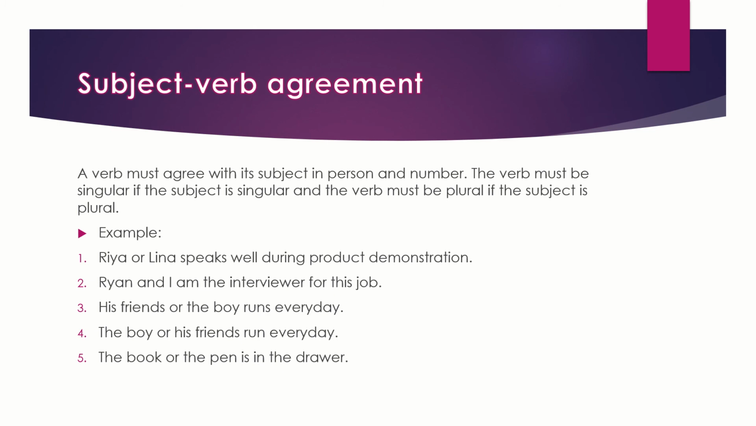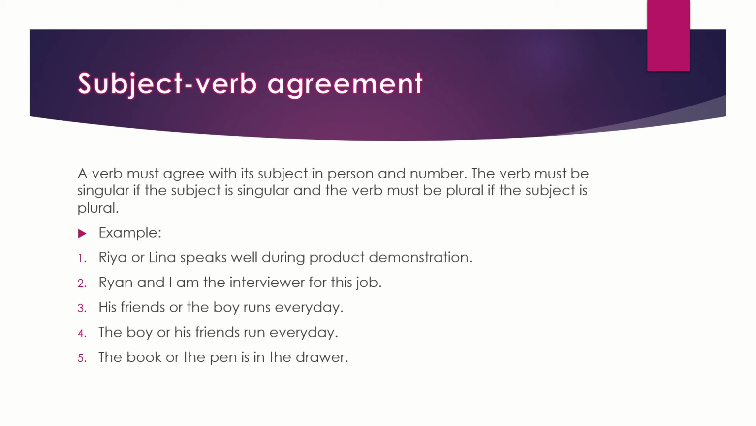Subject-verb agreement. A verb must agree with its subject in person and number. The verb must be singular if the subject is singular, and the verb must be plural if the subject is plural. So, what to do if there is more than one subject? So, let's go through some examples to make it more clear.